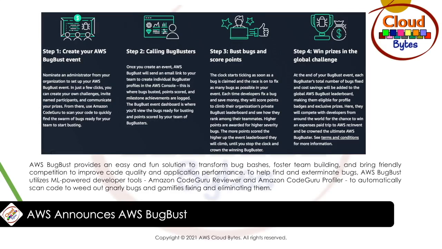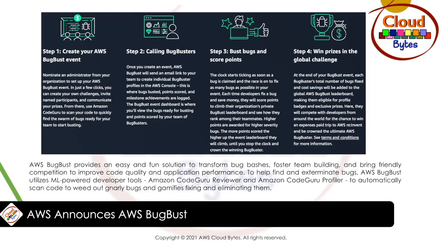AWS announces AWS BugBust. The picture above basically tells you what steps you can take to create a BugBust event, and basically you can win prizes. If you search for AWS BugBust, you will find there are a lot of games already happening, and people are contributing to that. So it's basically a game for finding bugs and eliminating bugs.